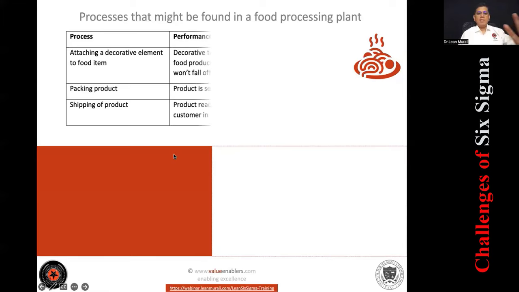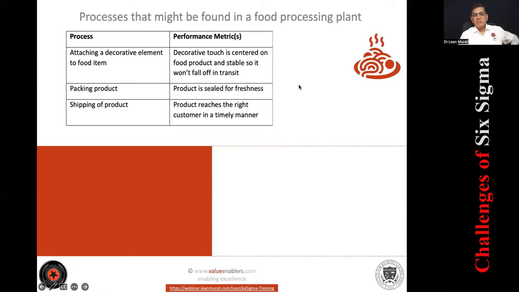Okay, so the same thing. Performance metrics. The decorative touch is centered on the food product and stable so that it won't fall off in the transit. The second, packing of the product. The packing is sealed in such a way that it remains fresh when it is delivered. Shipping of the product. The product reaches the right customer in a timely manner. So these are the metrics.